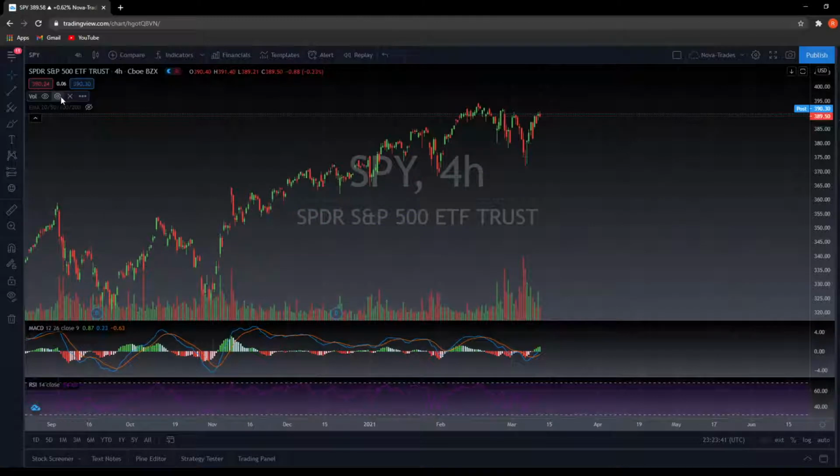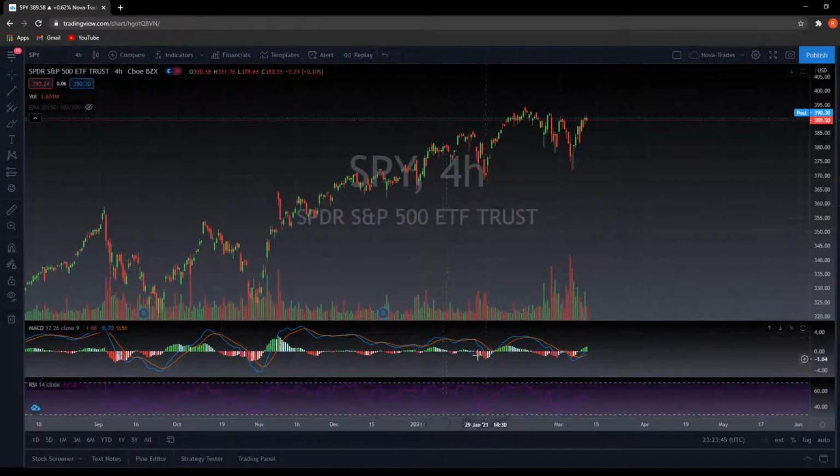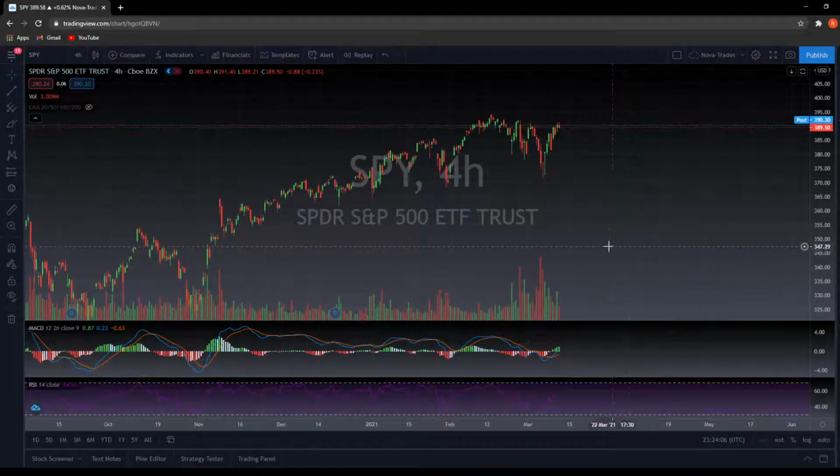So let's clean up. What I run on my charts right now is, down here, I have the MACD, I have the RSI as well, and then the volume indicator. What you saw me just turn off was my EMAs. The red line is the 20 EMA, the orange line is the 50 EMA, then the 100, and the 200. But let's take a look at SPY.